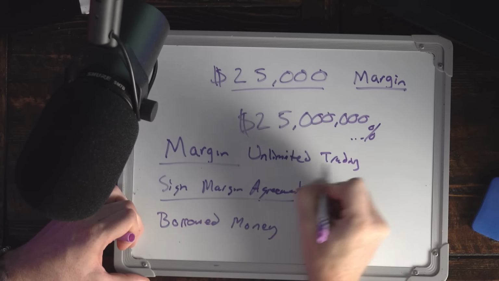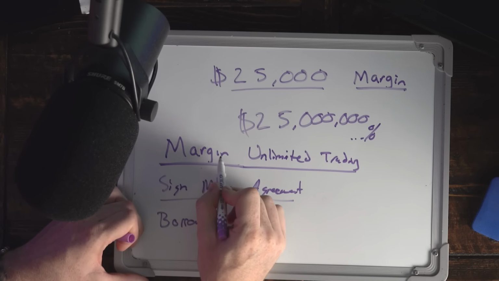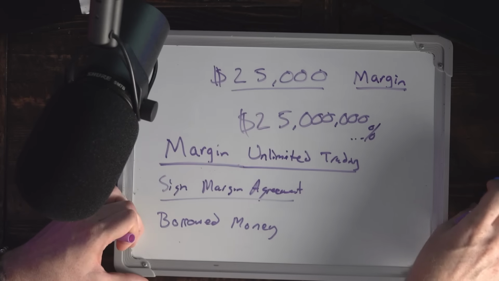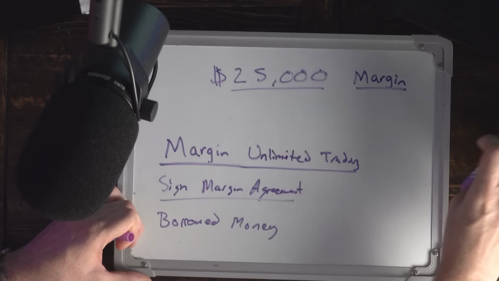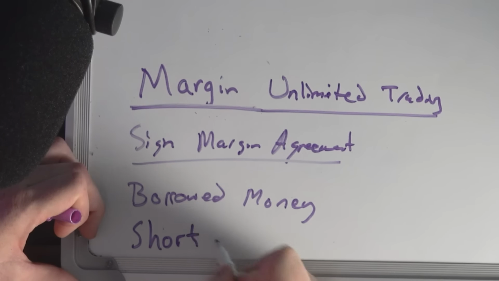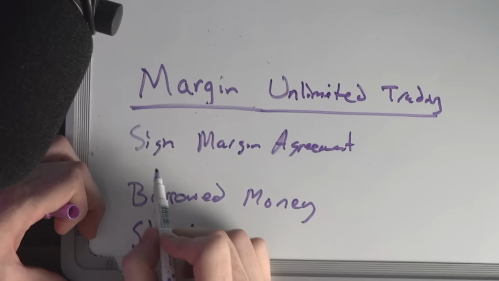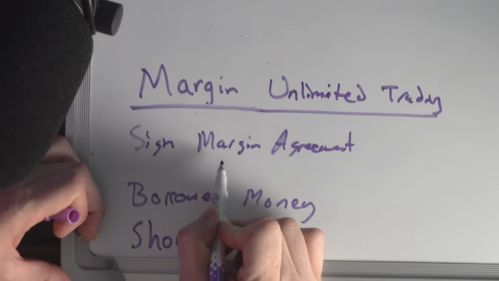So naturally, most active day traders, I would say 90% plus, would choose a margin account. It's also worth noting that if you want to short stocks, you require a margin account. You cannot short without a margin account. So margin accounts are required. But you do have to sign this margin agreement. And when you sign it, what you're stating is that if you lose money that you're trading on borrowed money, you'll owe it back to your broker.